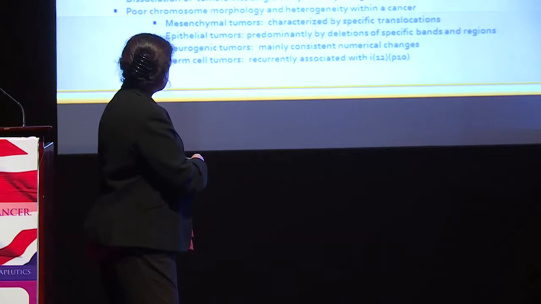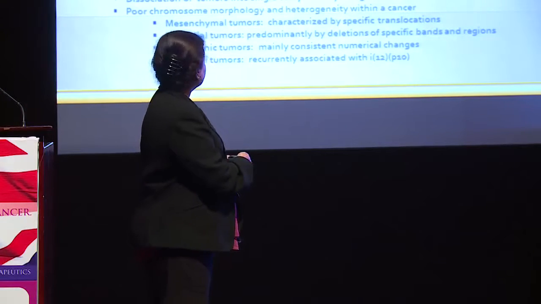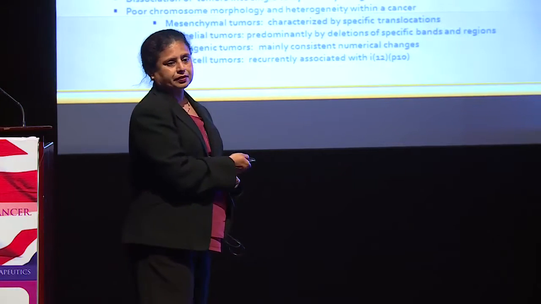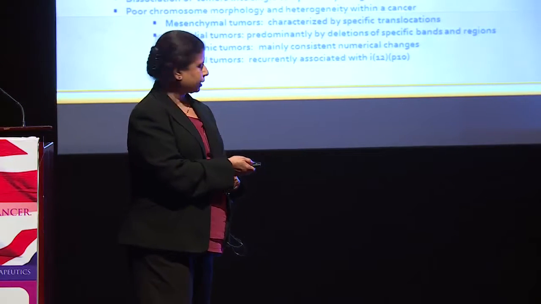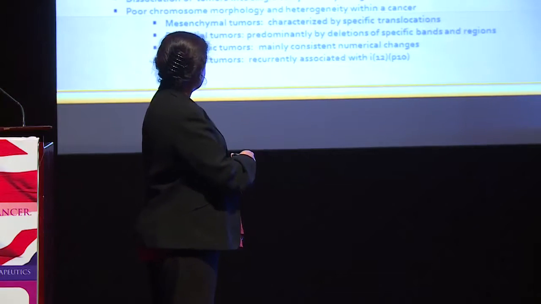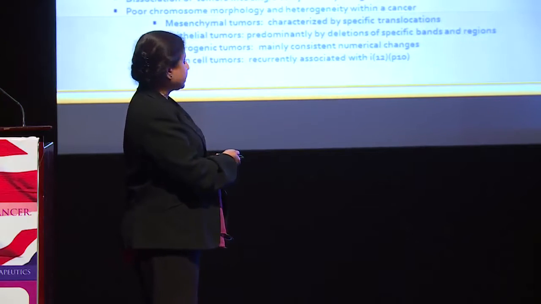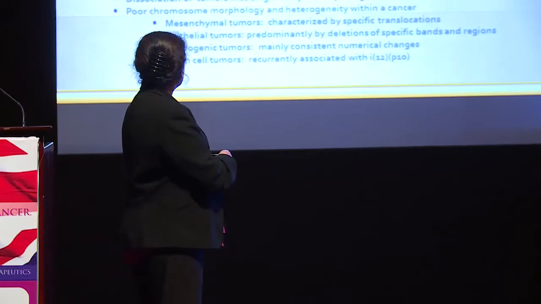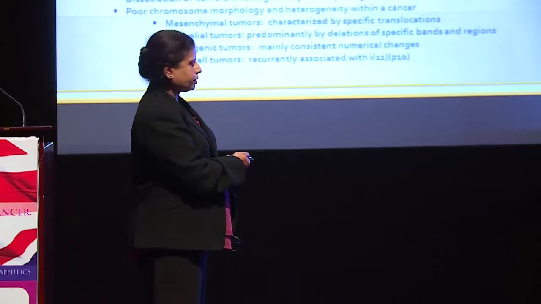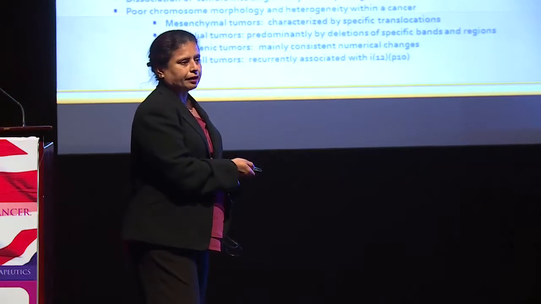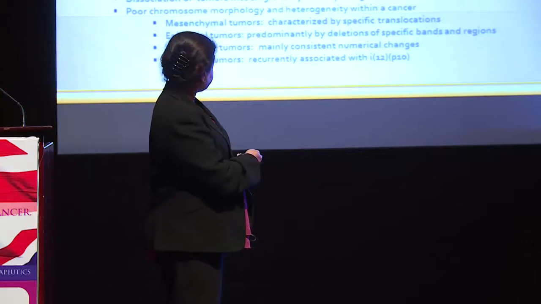Given that, mesenchymal tumors have characteristic specific translocations akin to the hematological malignancies. Epithelial tumors are defined predominantly by deletions. Neurogenic tumors also contain mainly numerical changes or amplifications. And germ cell tumors have the isochromosome 12p.